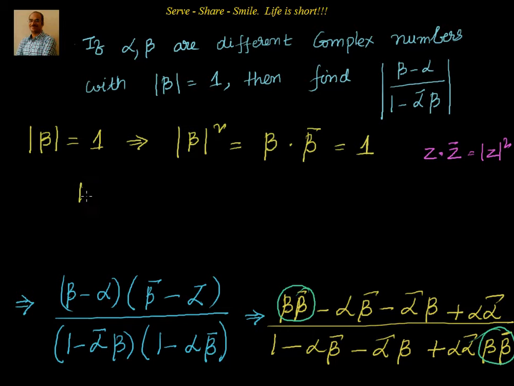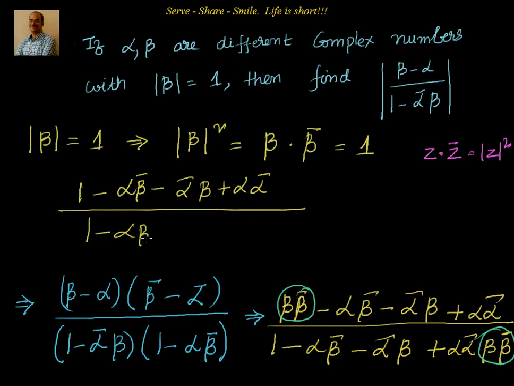So the final step will be 1 minus alpha into beta conjugate minus alpha conjugate into beta plus alpha into alpha conjugate, divided by 1 minus again alpha into beta conjugate minus alpha conjugate into beta plus alpha into alpha conjugate. So both numerator and denominator are equal to 1. So the answer is 1.